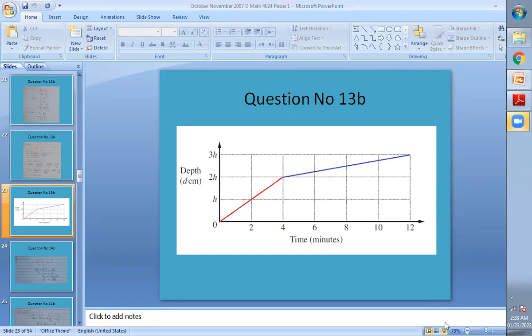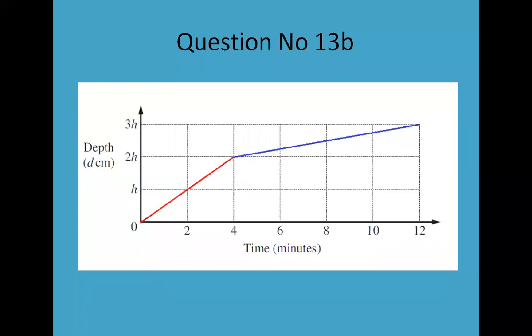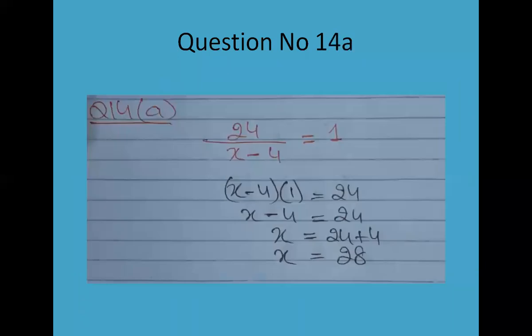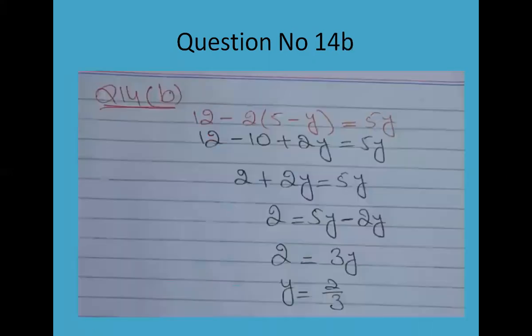So here we go. Question number 14, A part, 24 divided by x minus 4 equals 1. So cross multiply it. So you will have x minus 4 and the whole thing multiplied by 1 equals 24. Multiplying by 1 does not make any change. So x minus 4 is equal to 24. This minus 4 will go on the other side. It will add up. So you will have x equals 24 plus 4, x equals 28. So this is how you will do question number 14, A part.